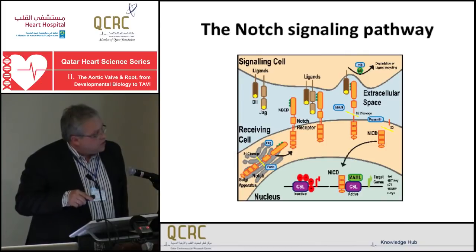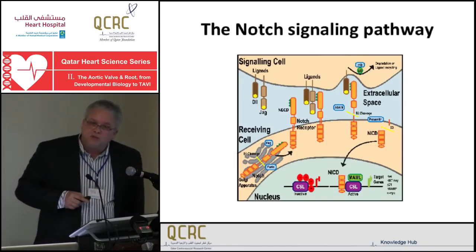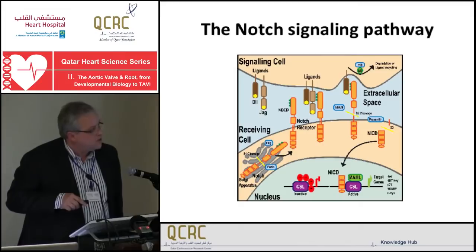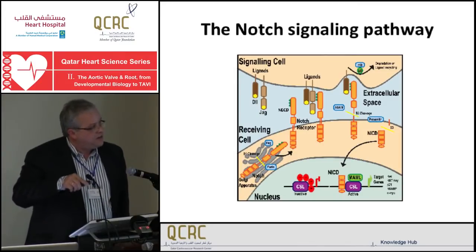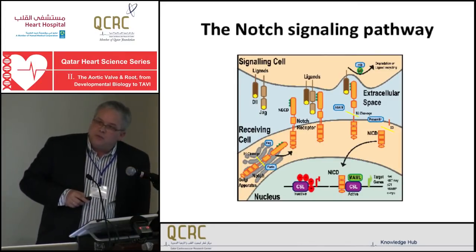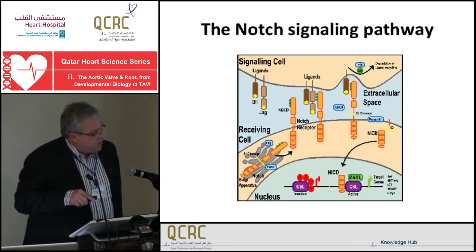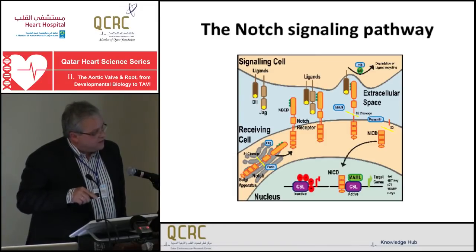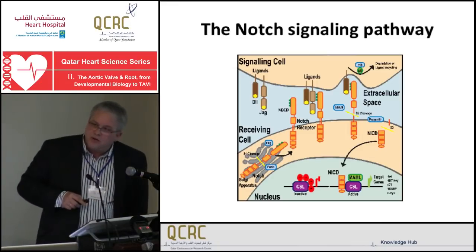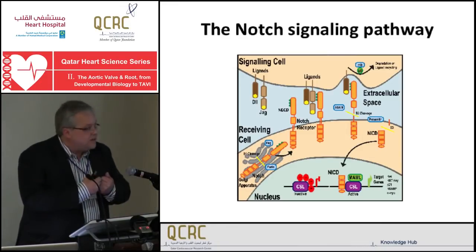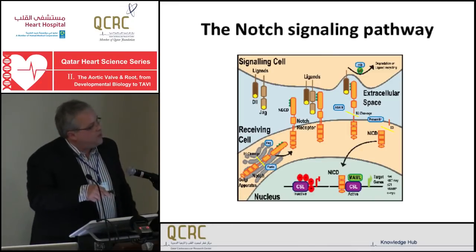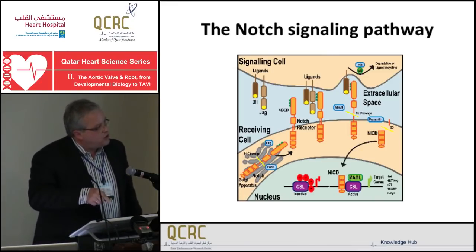The main thing about the Notch pathway is that it's a pathway that involves cell-cell interaction. So only when cells are meeting each other, then this pathway will be activated. The reason for that is that both the ligand and the receptor are integrated into the membrane. So only when the two cells are directly in cell-cell contact, this interaction occurs.